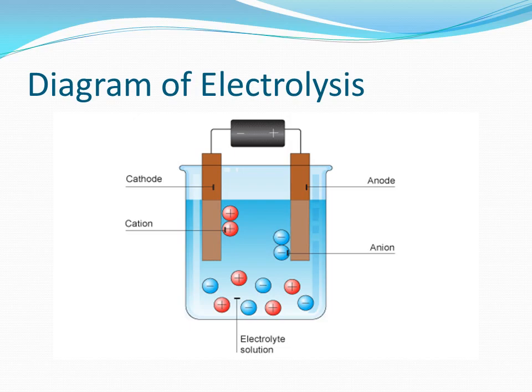There is a diagram of electrolysis. We have two electrodes here. One is the cathode, which is negatively charged, and the other is the anode, which is positively charged. The negatively charged cathode attracts positively charged molecules or ions of that solution. Similarly, the positively charged electrode attracts negatively charged ions, that is anions. So these two get separated.